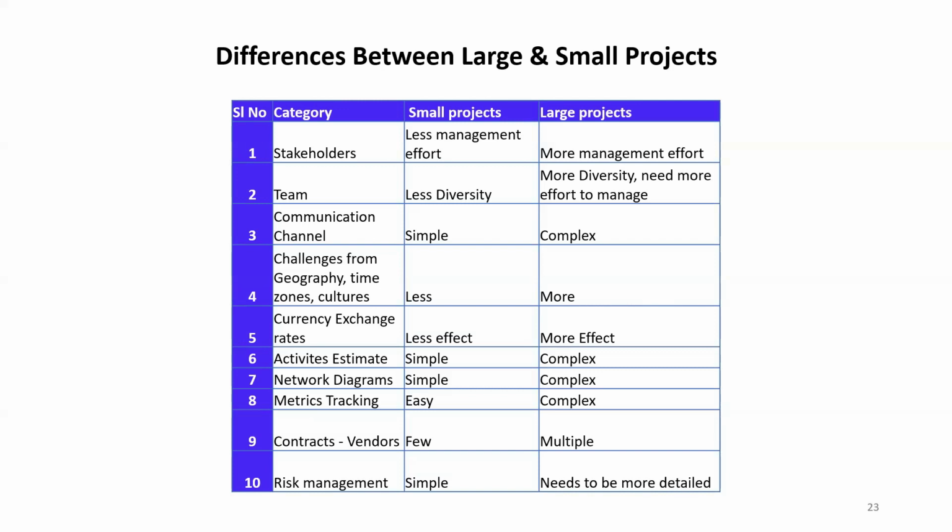Activity estimates are complex, network diagrams are complex, metrics tracking is complex. Contracts to vendors, as there are multiple, need to be more detailed. So based on the kind of projects, all these things could be complex.